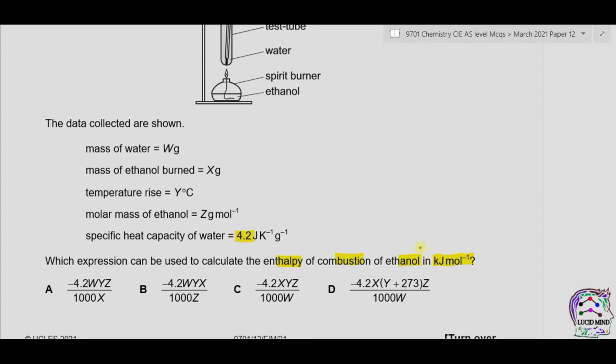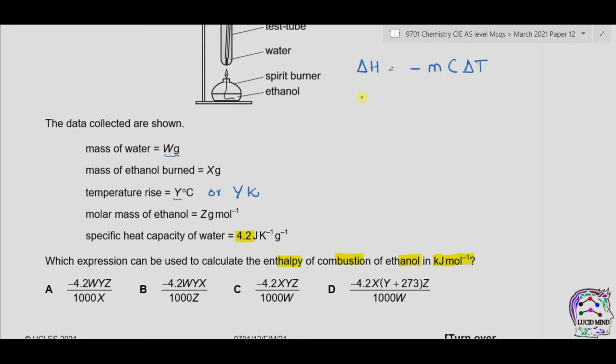mole? For finding out enthalpy change, we can use the formula delta H is equal to minus mc delta T, where delta H is the enthalpy change, m is the mass of water which is W grams, C is the specific heat capacity of water which is given as 4.2 joules per Kelvin per gram. Delta T is the change in temperature which is given as Y. Now this is given in degree centigrade. There would be no effect if it was in Kelvin because temperature rise is always the same whether it is degree centigrade or Kelvin. So we can write Y Kelvin.